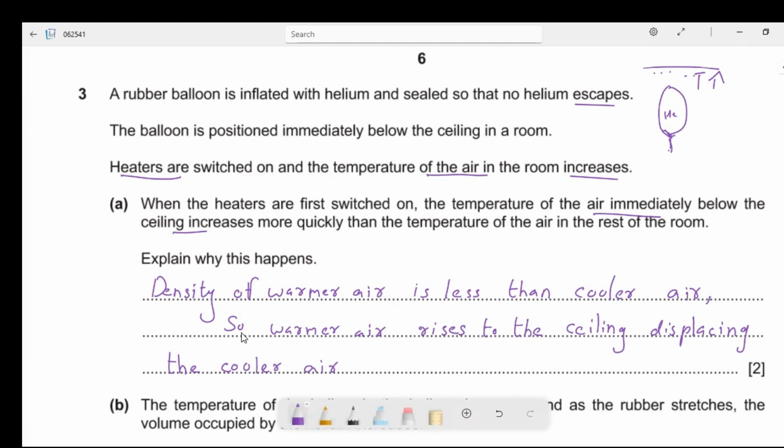So here in the room, cooler air is there and warmer air is there. So as the heater is switched on, warmer air will be there, cooler air will be there. Normally cooler air will be more dense. Density will be more in the case of cooler air, and density will be less in the case of warmer air. So as warmer air is less dense, it will move upwards. The density of warmer air is less than the cooler air. So the warmer air rises to the ceiling, displacing the cooler air.